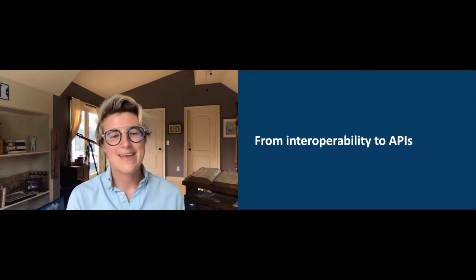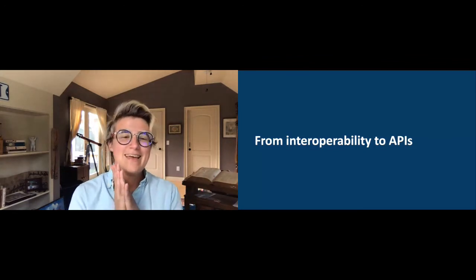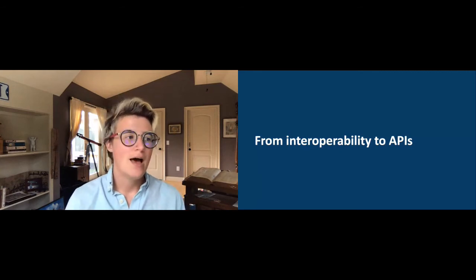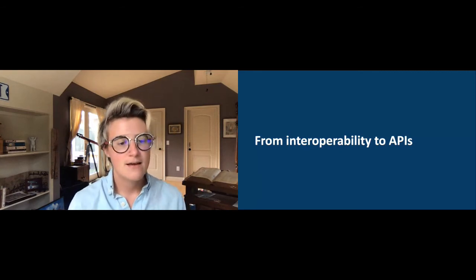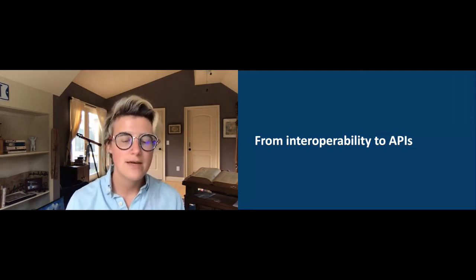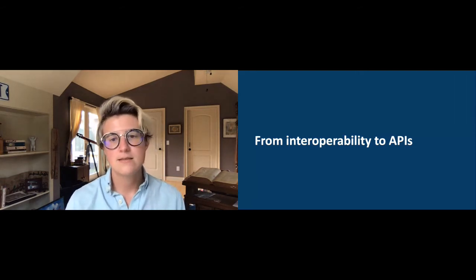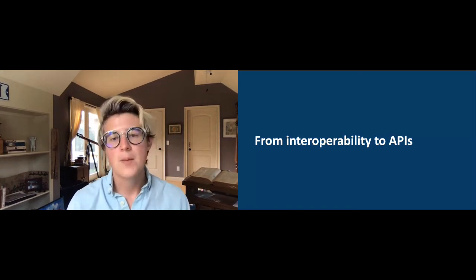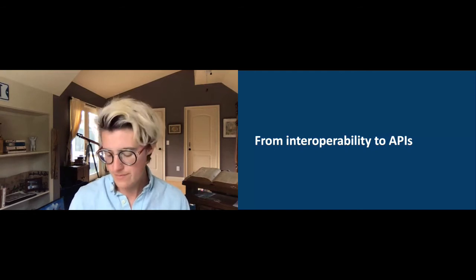So how do we get from this interoperability ecosystem, this kind of messy ecosystem that has, in some ways, limited, but also expansive and maybe not lofty enough goal of interoperability, to APIs? And how do we leverage APIs change that benefits patients and ultimately transforms American healthcare?